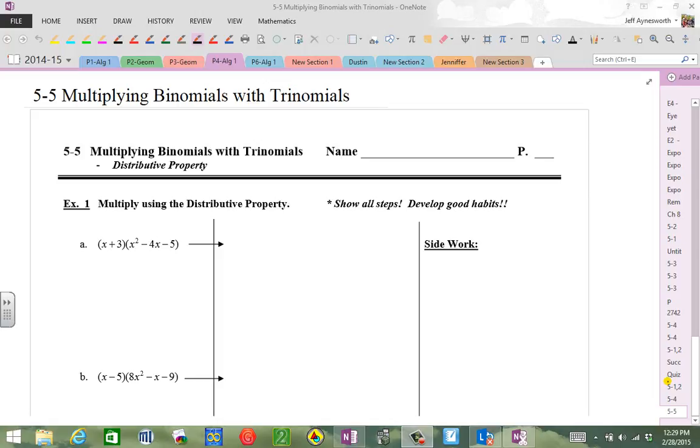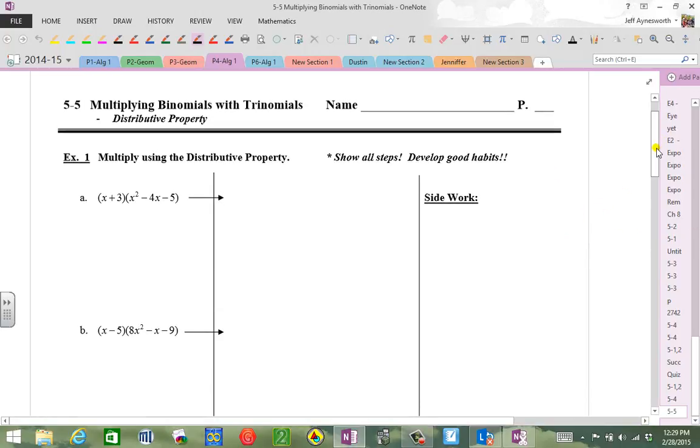This is Mr. Ainsworth, and we're going to get into our fifth lesson here in the fifth unit. We're going to take some binomials and multiply them with trinomials, and multiply trinomials with other trinomials using what's called the distributive property, a property that you guys are well versed with. All right, so here we go.